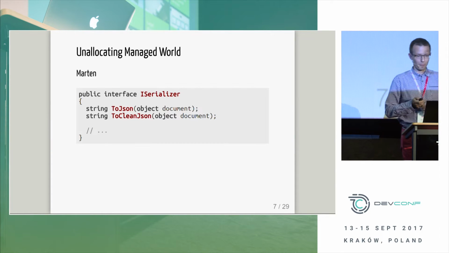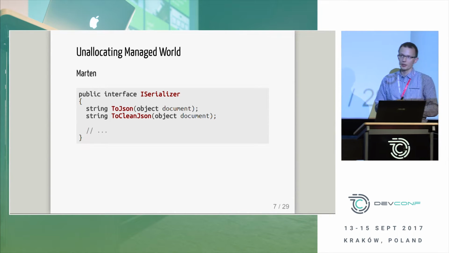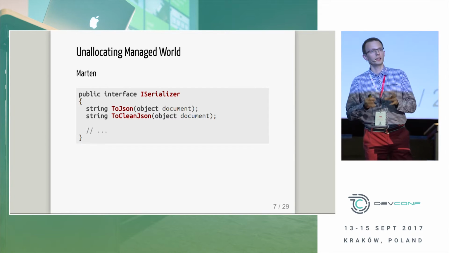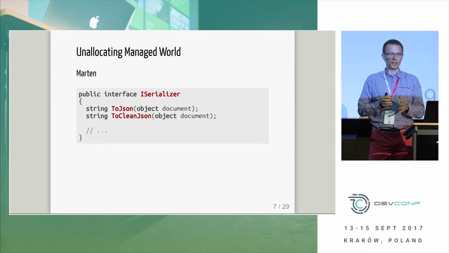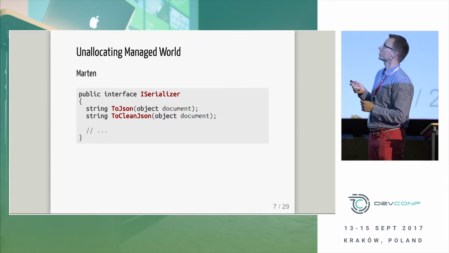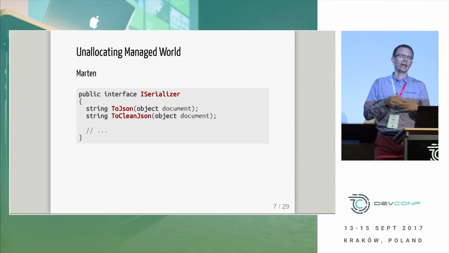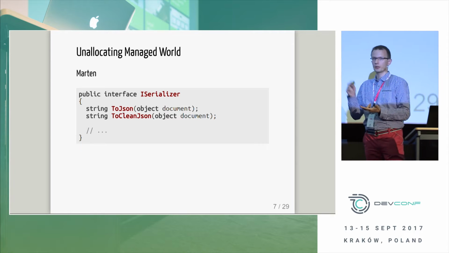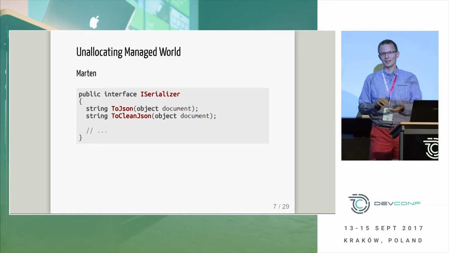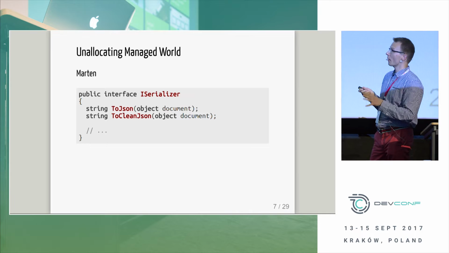As Marten's primary data format is JSON, you can imagine that one of the core components of this library is the abstraction over the serializer. And as you can see in here, there is a serializer interface that is used basically for anything. If you store a document, if you append an event, whatever is stored with Marten will use these methods.